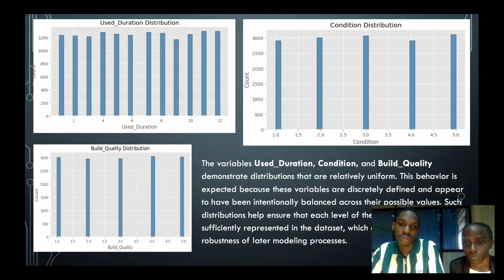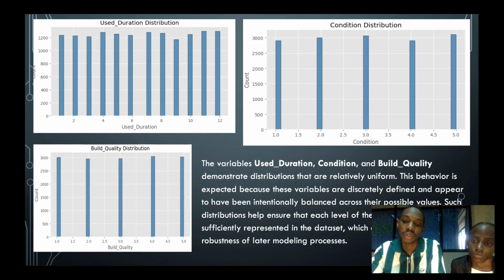Next, we have used duration distribution, then condition distribution, and third, we have the build quality distribution. As you can see from the visualizations, the distributions are relatively uniform, and this behavior is expected because these variables are discretely defined and appear to have been intentionally balanced across the possible values. Such distributions help ensure that each level of these attributes is sufficiently represented in the dataset, which can improve the robustness of later modeling processes.